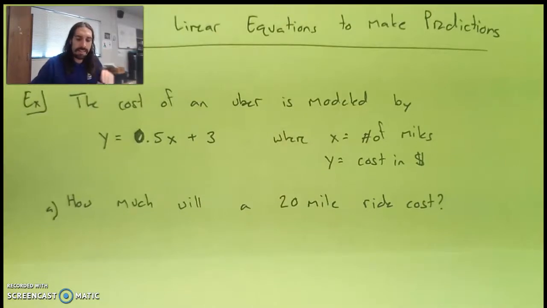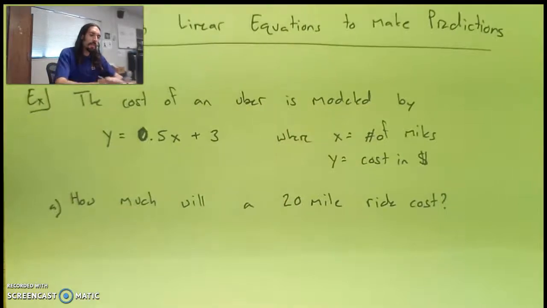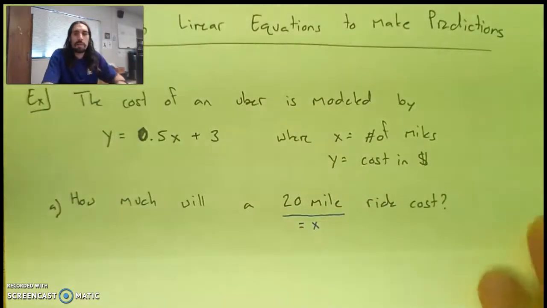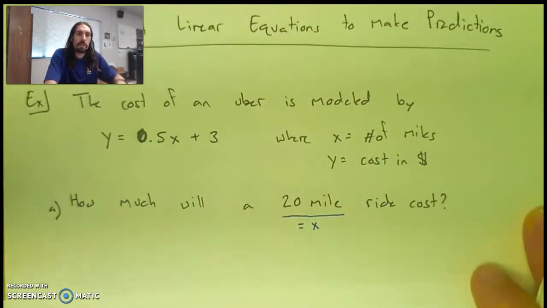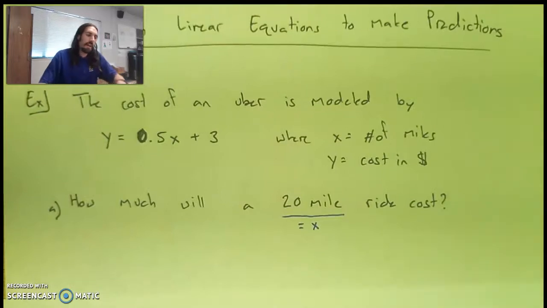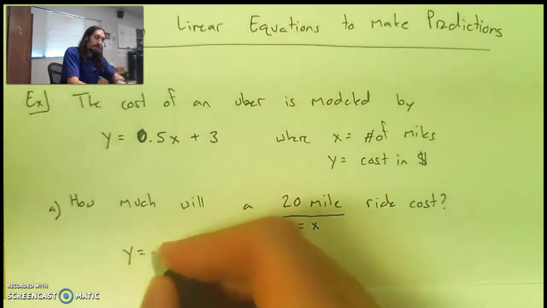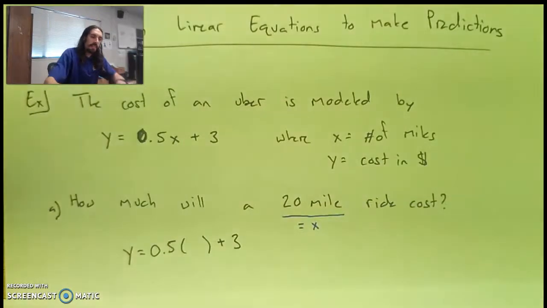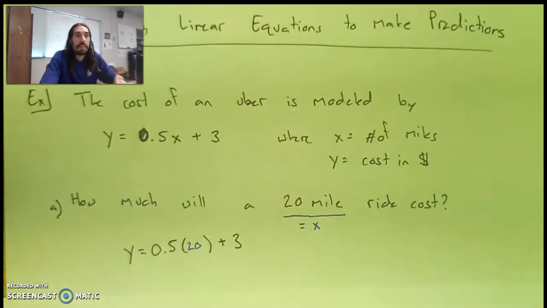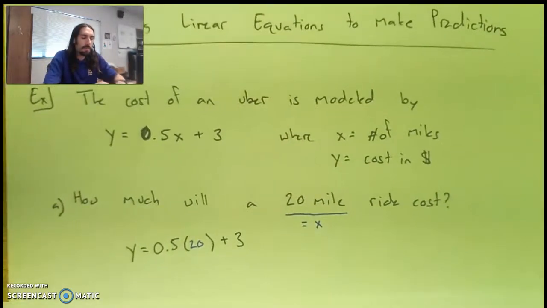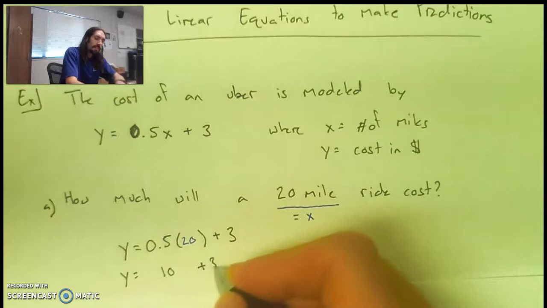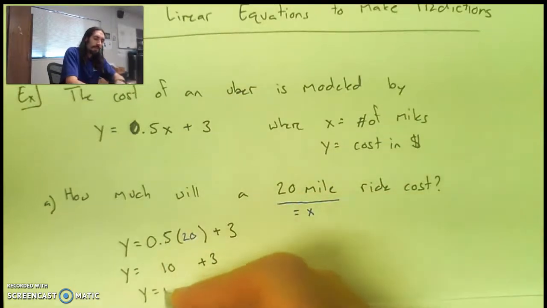The idea here is that we recognize that 20 miles is going to be our x value. So we can plug that 20 into our equation, putting 20 in for x. So if we have y equals 0.5, I like to always substitute with parentheses, so in my parentheses, I'm going to put 20. At this point, grab a calculator and multiply it out, not a big deal. If we go through the work, we get that y is equal to 10 plus 3, or y is equal to 13.